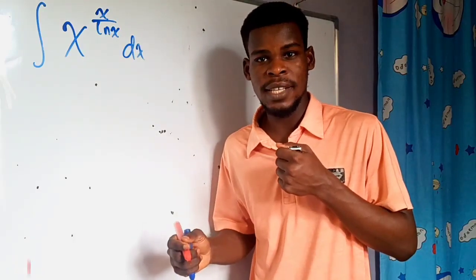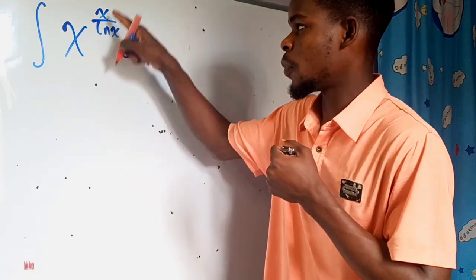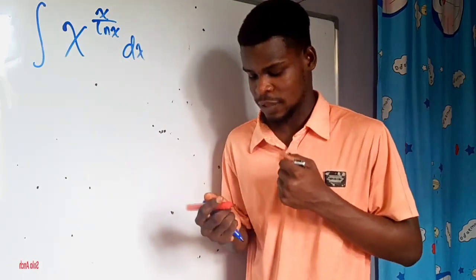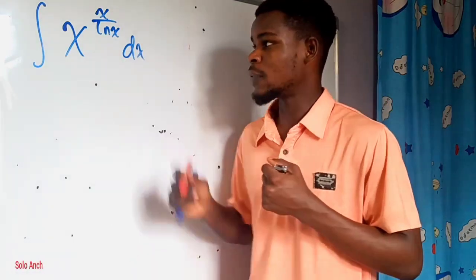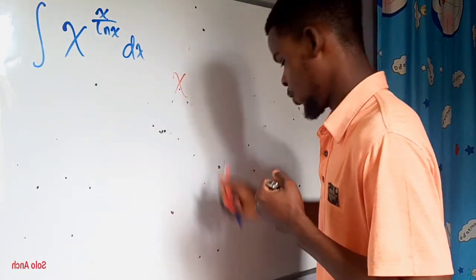In this video, we want to find the antiderivative of x raised to the power of x divided by the ln of x. Alright? Okay, great. Let me work on this function a little bit before we go ahead and do the integration.